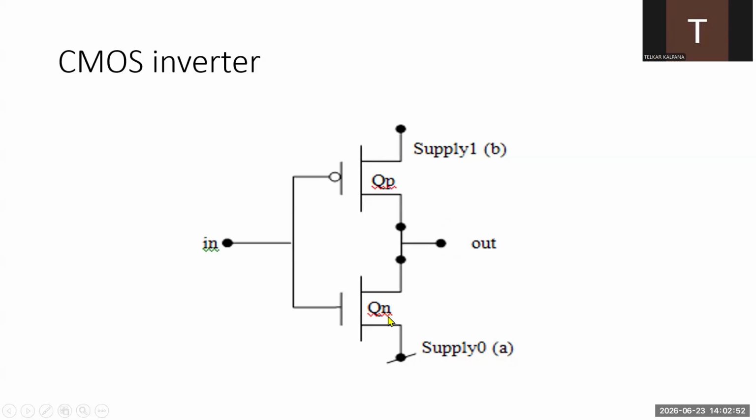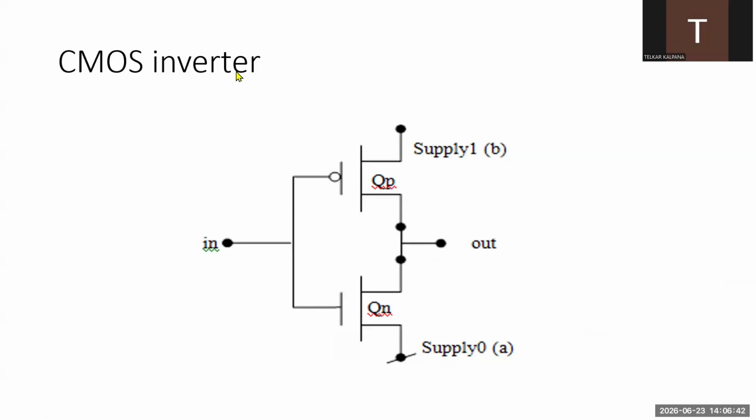nothing but the NMOS transistor. So we can also say that when QN is on, this particular transistor is responsible for making the output go to logic 0. That's why we call the lower transistor the pull down transistor and the upper transistor the pull up transistor.